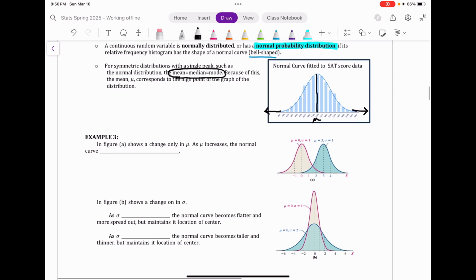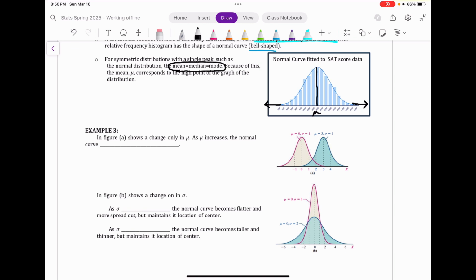Okay, we're going to look at some transformations of some normal curves. On example 3, it says in figure A, it shows only a change in mu, the mean. We can see the standard deviation doesn't change. As the mean increases from 0 to 3, the curve is shifting right.